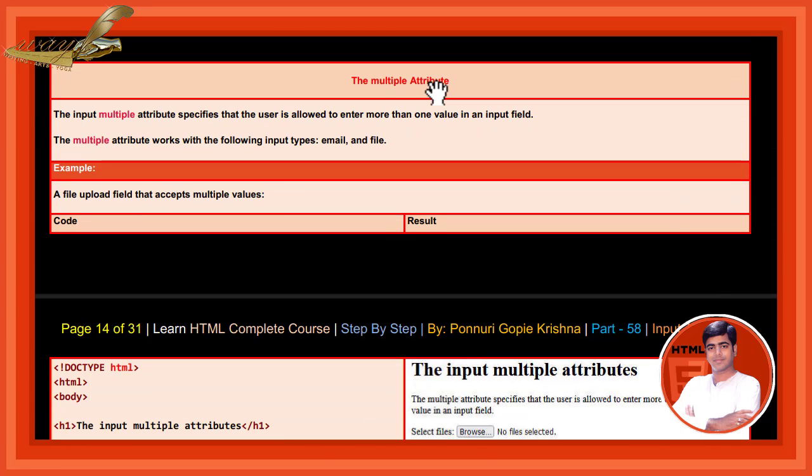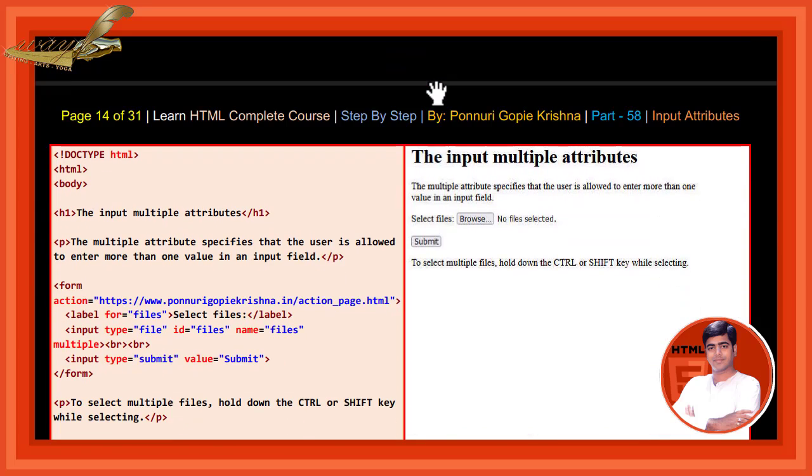The multiple attribute. The input multiple attribute specifies that the user is allowed to enter more than one value in an input field. The multiple attribute works with the following input types: email and file. See the example, a file upload field that accepts multiple values. See here code and result.